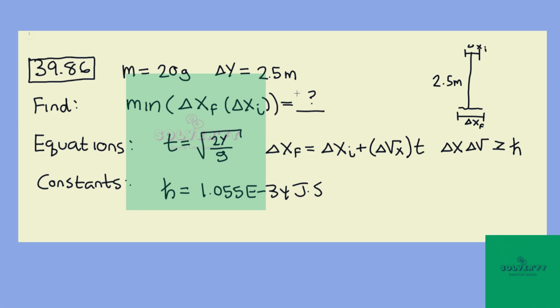So the equations we'll need: we will pull the time for free fall from just basic kinematics. We're going to use another kinematic equation, except we're going to express it in a slightly different way: the uncertainty in the final position is equal to the uncertainty in the initial position plus the uncertainty in velocity times t. And we'll use the uncertainty principle, delta x delta p is at a minimum h bar, where h bar is the reduced Planck constant. So let's jump into this. It's a subtly difficult problem.